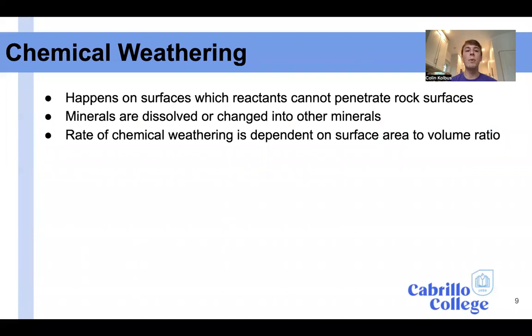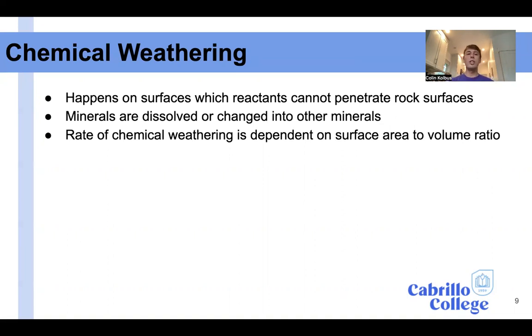Now moving on to chemical weathering. This happens on surfaces because reactants can't penetrate rock surfaces. This is a chemical transformation instead of a physical transformation. Instead of taking the larger rock and turning it into a smaller rock, this is transforming that rock into something that maybe has less structural stability and eventually wears away.